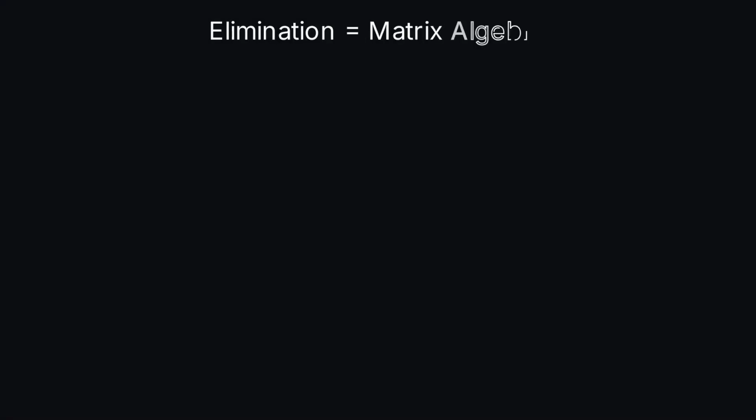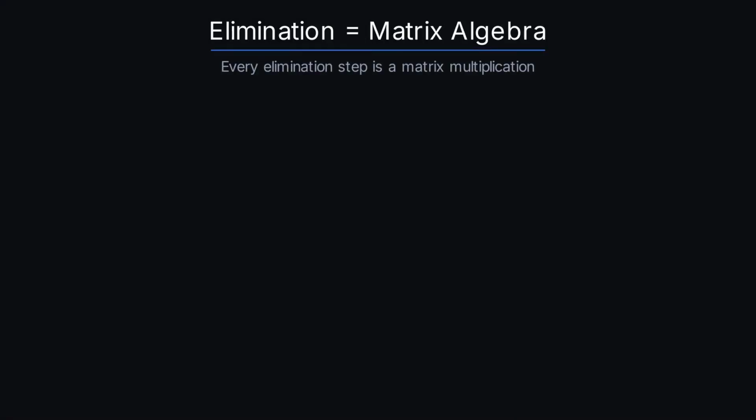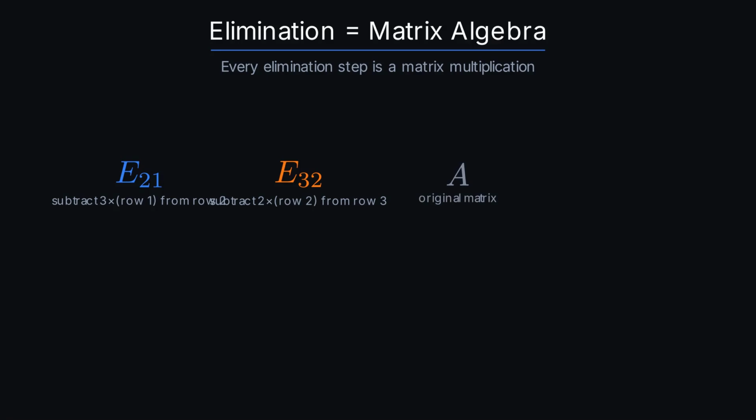Step back and look at what we've built. Elimination, something that felt like a recipe of instructions, is actually pure matrix algebra. Every single step is a matrix. The whole process is a product of matrices. E₂₁ subtracts 3 times row 1 from row 2. E₃₂ subtracts 2 times row 2 from row 3. A is the original matrix and U is upper triangular.